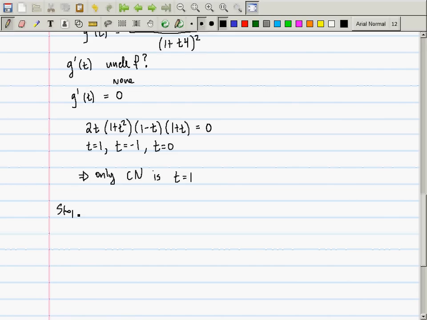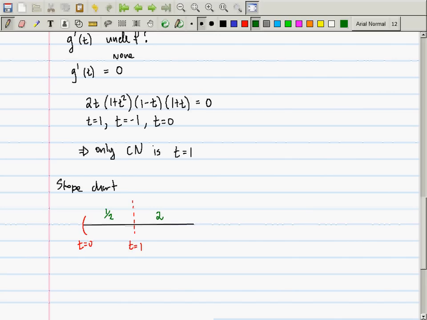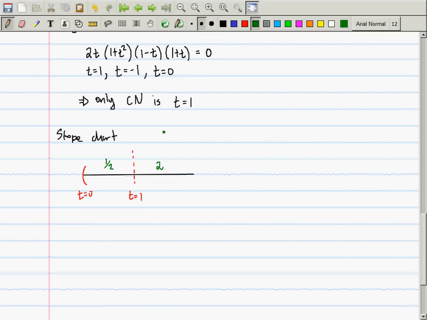Okay, so if you look at the slope chart, you say, all right, we found this one critical number at t is 1. And over here, we can't go to there, right? T is 0. So I need something between 0 and 1, so how about a half? And something to the right of 1, so how about 2? And I'm going to plug these test points into what now? The derivative. So the derivative, not f, g prime evaluated at 1 half is, now let's look at it.